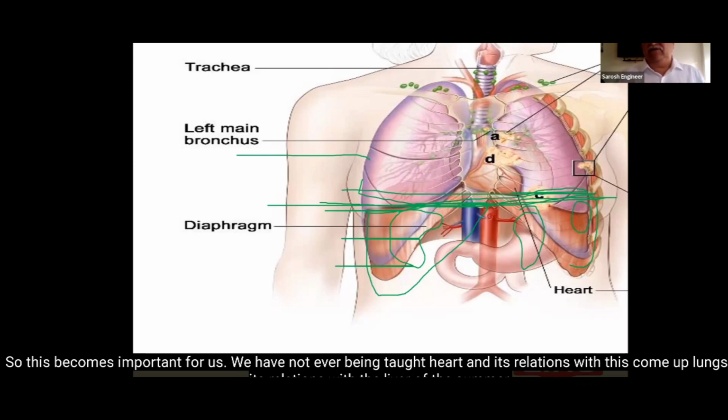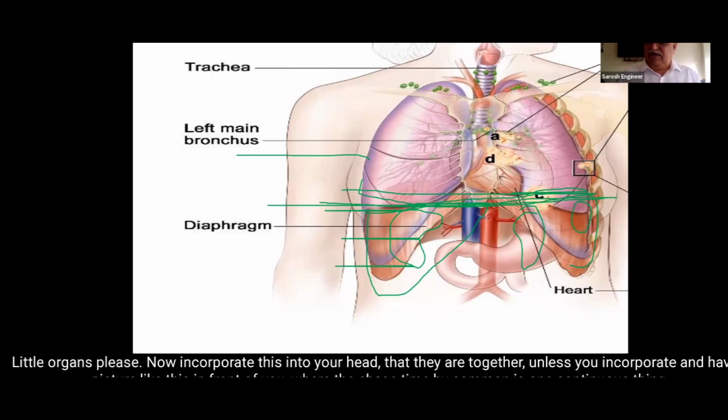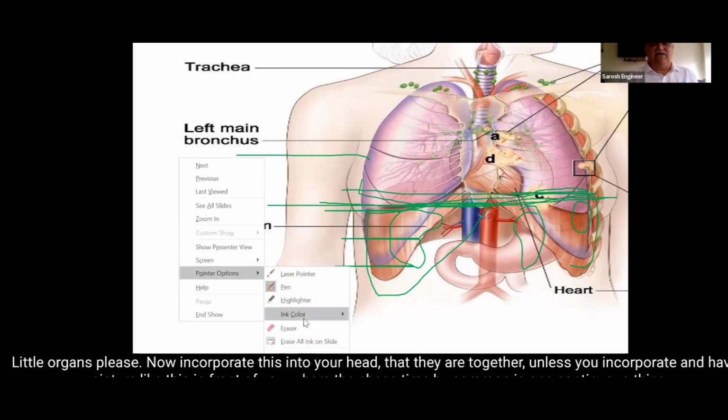We have not ever been taught heart and its relations with the stomach, lungs and its relations with the liver or the stomach. We have never learned. We have learned lung as lung and abdominal organs as abdominal organs. Please now incorporate this into your head that they are together. Unless you incorporate and have a picture like this in front of you, where the chest and the abdomen is one continuous thing.